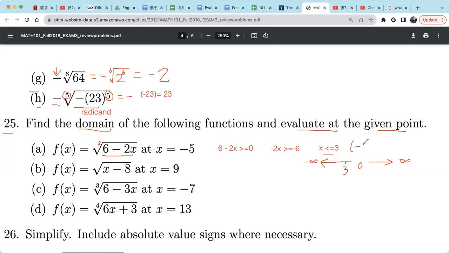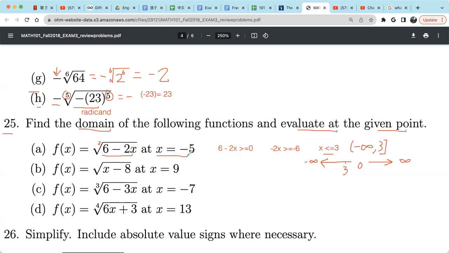But we write the intervals from the smallest number to the bigger number. So we will start by writing negative infinity with an open parenthesis, not with a bracket, because infinity is not a specific number. Then up to 3. Because we have an equal sign in the inequality, we use a bracket to indicate that 3 is in the domain.